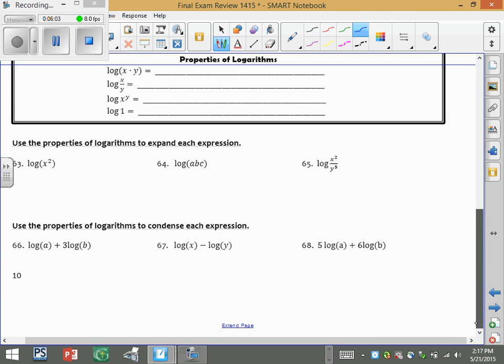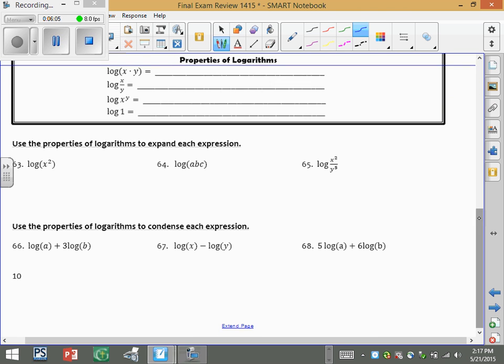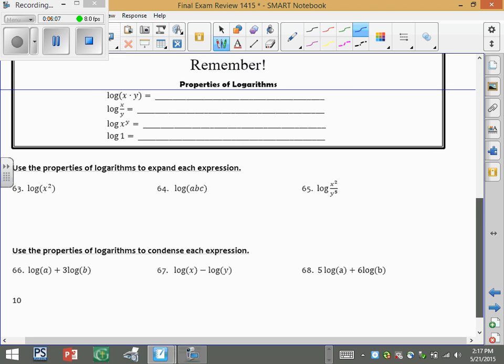And then the final properties we kind of looked at here were expanding and condensing logarithms. So the properties of logs, if we have log of x times y, that means we have log of x plus log of y when we expand that back out. If we have division, remember that turns into subtraction when we expand. If there's an exponent, remember we bring that exponent back to the front.